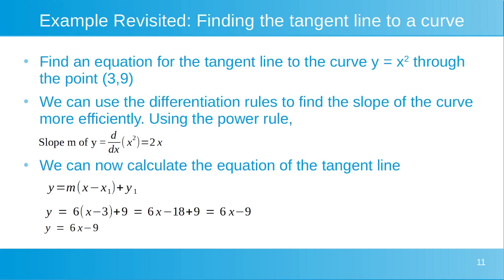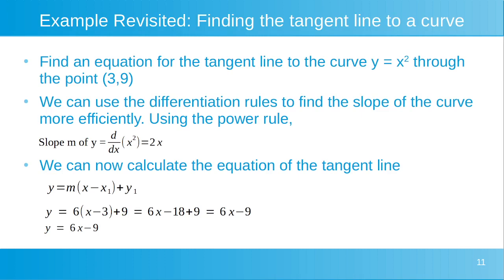Now, we can use the differentiation rules to find the slope of the curve more efficiently. Using the power rule, the slope m of y is equal to the derivative of x^2 with respect to x, and using the power rule, that's equal to 2x. So at the point (3, 9), our value of x is equal to 3. So at that point, our slope is going to be equal to 2x, which is 2 multiplied by 3, which is equal to 6. So here we've just calculated the slope using the differentiation rules, and we've done it in a much easier way.